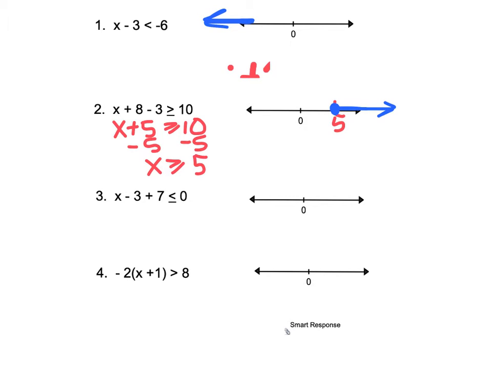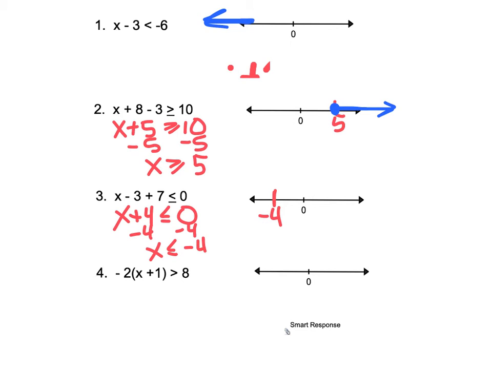Number 3 has like terms as well. x minus 3 plus 7. When we combine negative 3 plus 7, we're going to get a 4, so we have x plus 4 really, when that's simplified, is less than or equal to 0. Subtract 4 from both sides to isolate your variable, and hopefully you're getting the clue that solving inequalities is really simple once you've learned solving equations. And so we are at x is less than or equal to negative 4.